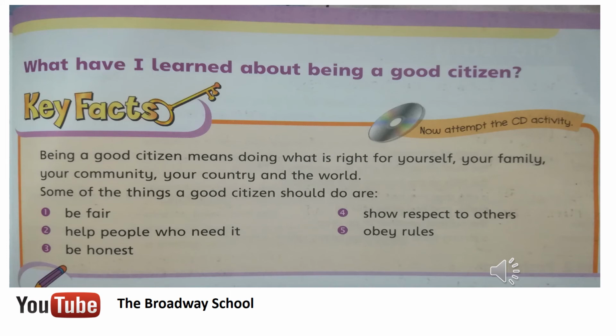Now come to your next page, page number 83. It's all about what we have learned in this chapter. What have I learned about being a good citizen? Here are some key facts. Being a good citizen means doing what is right for yourself, your family, your community, your country, and the world. Some of the things a good citizen should do are: be fair, help people who need it, be honest, show respect to others, obey rules. Obviously, they have summarized the whole chapter in some good words.